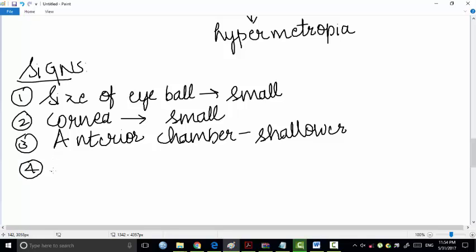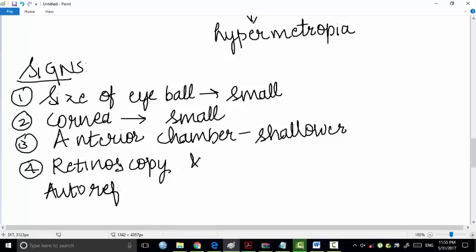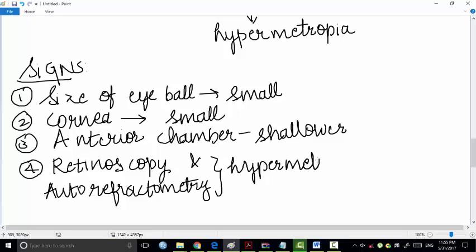The fourth one is retinoscopy and autorefractometry. All these are instruments which are present in ophthalmology. If you do retinoscopy and autorefractometry, this shows hypermetropic refractive error. Right.